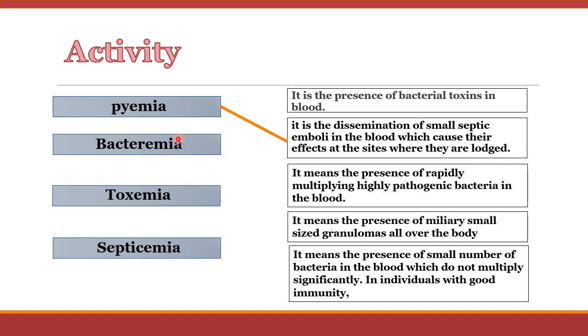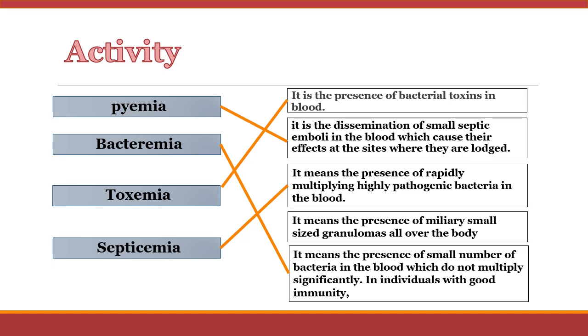Great. What about bacteremia? Bacteremia means spread of bacteria, right? But which type of bacteria? Bacteremia means the spread of small number of bacteria that usually do not multiply significantly. Then we have toxemia. Toxemia means presence of bacterial toxins in the blood. Finally, what about septicemia? Septicemia means presence of rapidly multiplying highly pathogenic bacteria in the blood.